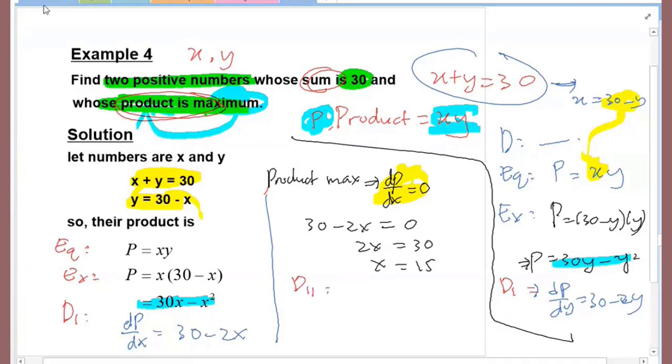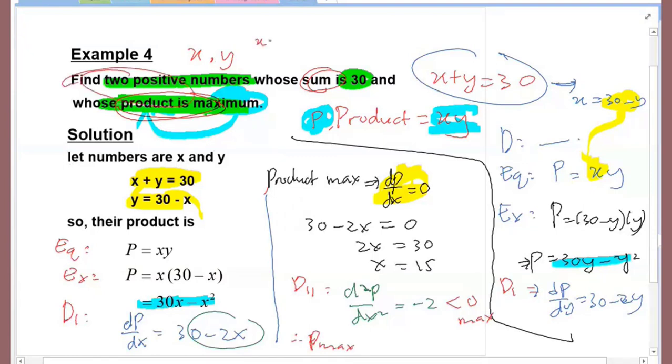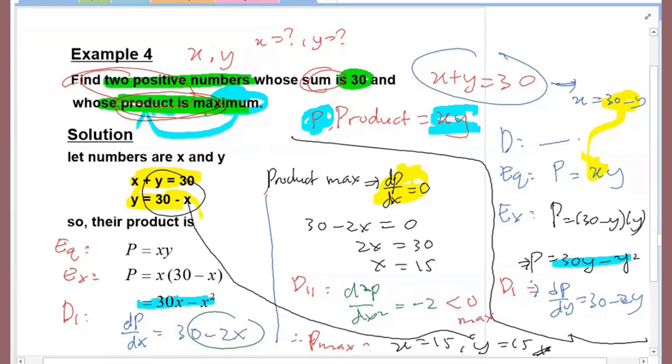Second derivative: differentiate, d2P/dx squared is negative 2, and the value is less than 0. Confirmed maximum. Therefore P is maximum. To find the two numbers, find x and find y. When x is equal to 15, y is equal to 15 as well. Substitute here and you get 15. So settled. The treatment is the same for this one.